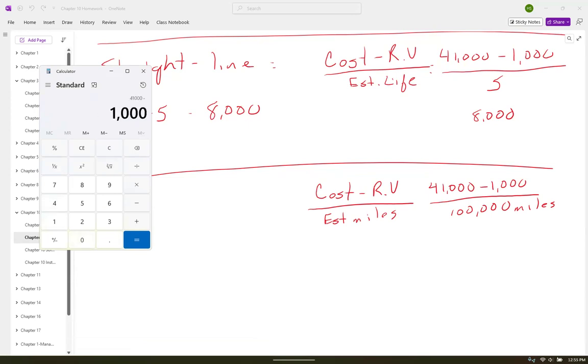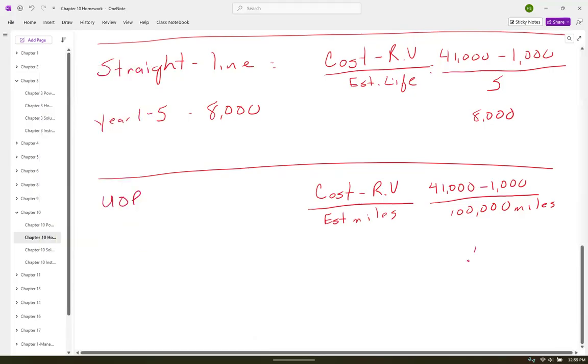I really like my iPhone calculator, but you can't see that. Okay. We're going to divide that by 100,000 miles, and we get 40 cents per mile. What in the world am I going to do with that, Miss Solano? What is 40 cents? Well, we're going to look at a logbook on how many miles this delivery truck has been driven, and we're going to depreciate it 40 cents per mile.